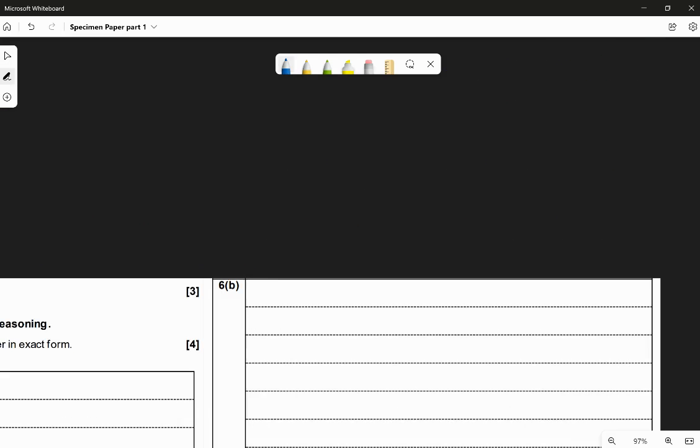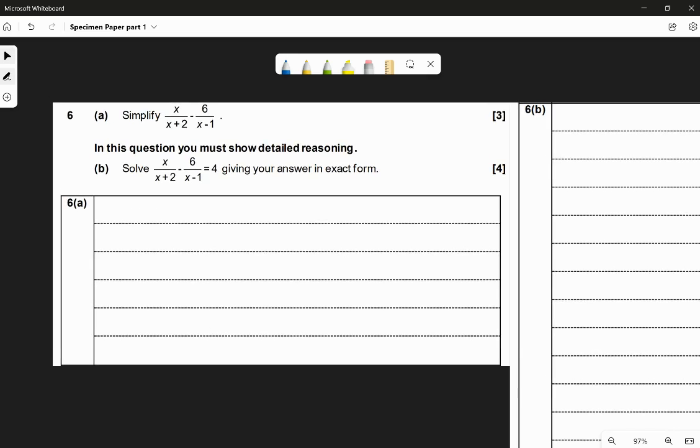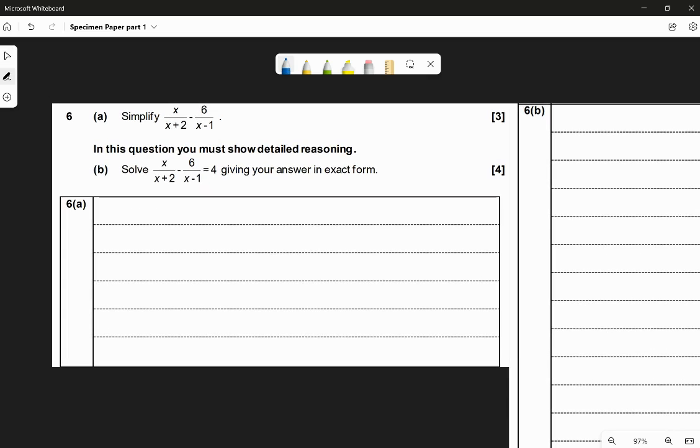Okay, so let's have a look at question 6. Algebraic fractions. Lovely. So simplify x over x plus 2 minus 6 over x minus 1. So if I subtract two fractions, in order to do so, I need a common denominator. If I have them in algebraic form, unless one is an easy multiple of another, it's often best if I just multiply the two denominators together. That will definitely get me a common denominator.